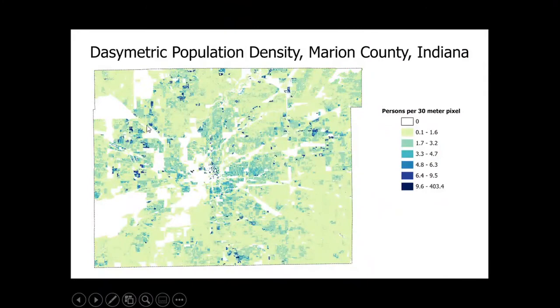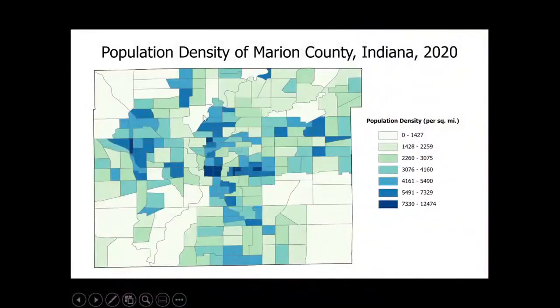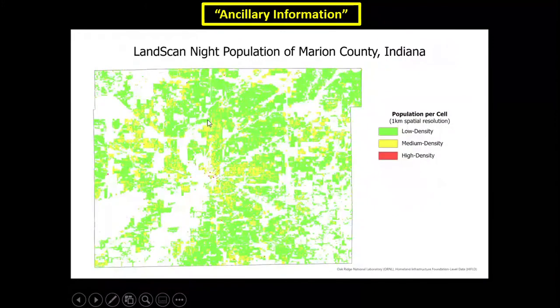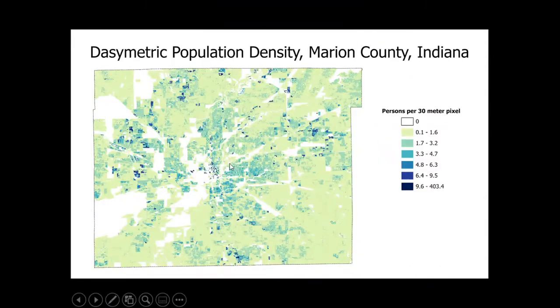So let's go ahead and do our dasymetric map. And so here now is the dasymetric population density that combines the choropleth map with the ancillary information, being both the land cover data and also the LandScan night population. I use night population because that's where people are residing, assuming that most jobs are during the day, and so most people are at night residing in their homes. So that then provides that information. Then I can use that to create a much more accurate, much more detailed map.